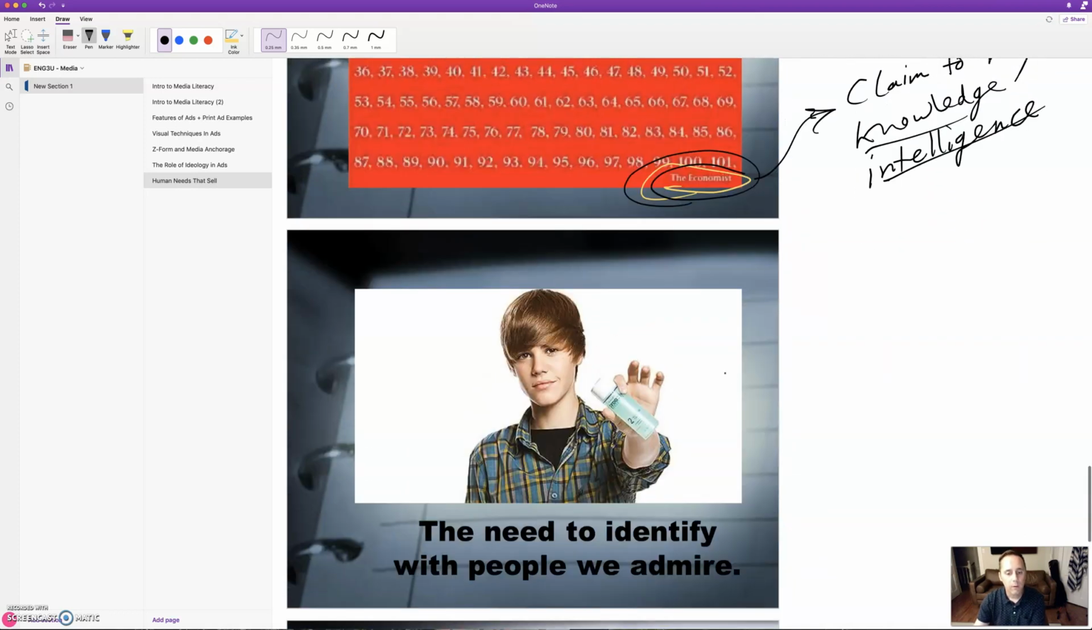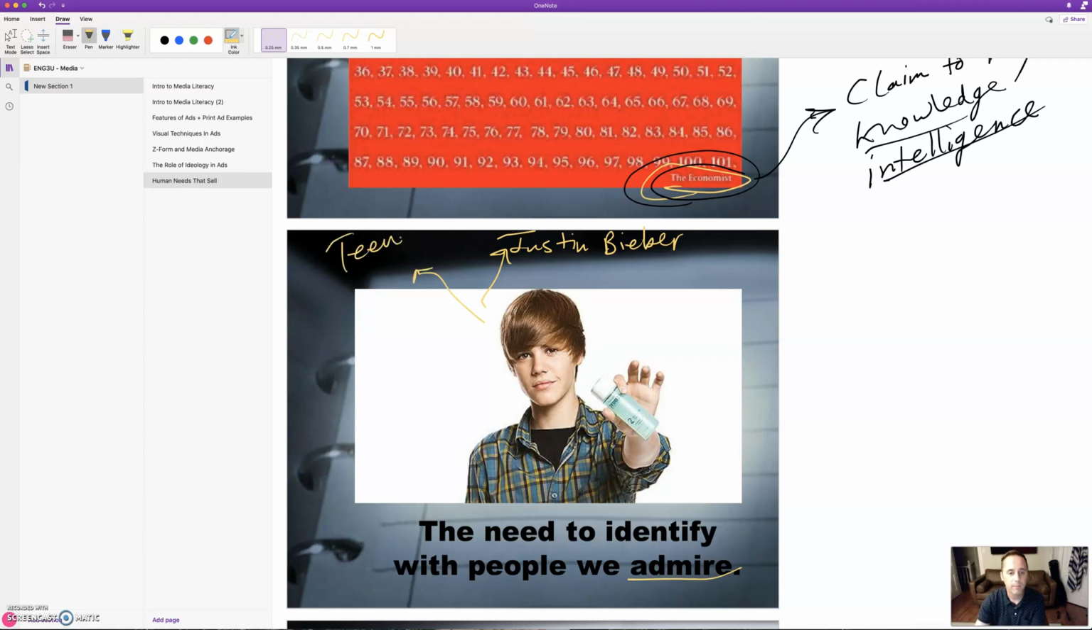All right, the last one, the need to identify with people we admire. So, not really my hero, but who's this guy? Baby Justin Bieber, I guess. So, supposedly, you might admire Justin Bieber. Maybe my choice would be different. I would probably choose Bob Dylan. But, hey, Justin Bieber, he was a teenager here, right?